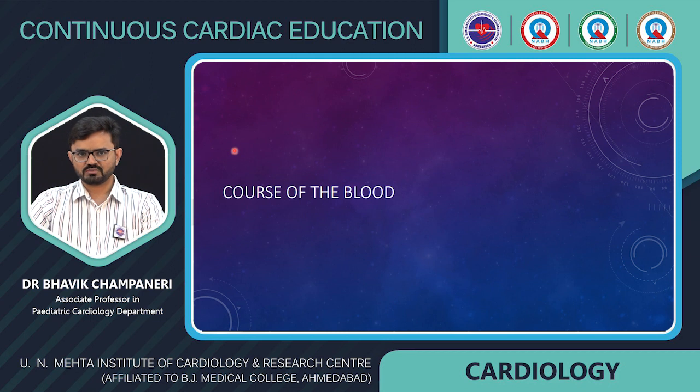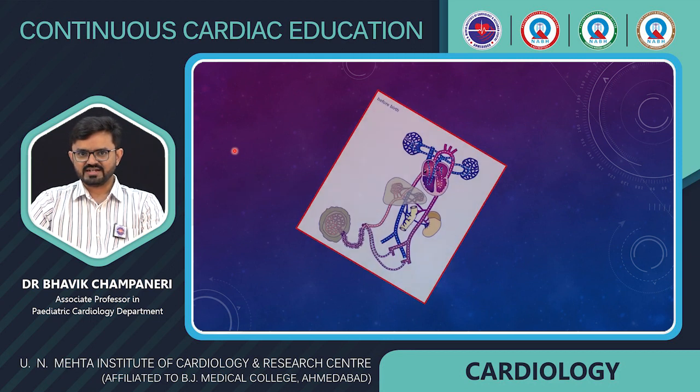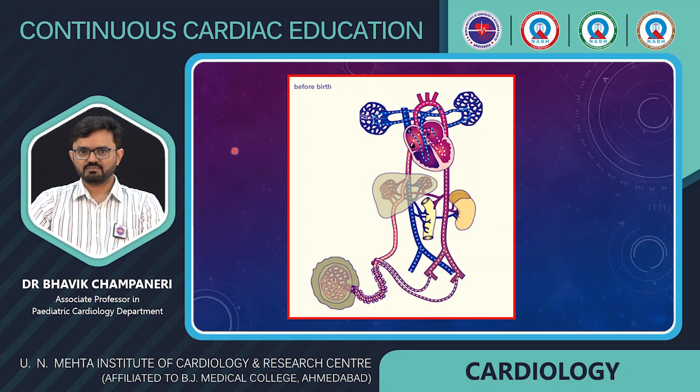So talking about course of the blood, this is a diagram which shows the circulation of the blood in fetal life. As you can see, this is a placenta where gas exchange happens. Blood gets oxygenated. That oxygenated blood goes through umbilical vein, as here you can see. Through umbilical vein it enters into ductus venosus. From ductus venosus it enters into IVC, and it is preferentially directed towards left atrium, left ventricle, and that oxygenated blood goes to brain, coronaries, and upper part of the body.